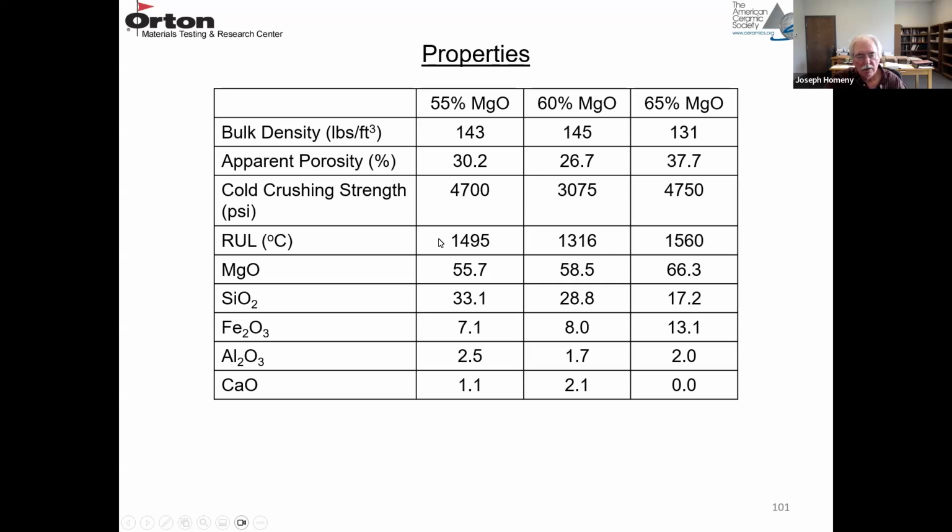So the RUL really defines the upper use limit. You're heating up the material and it's deforming significantly at these temperatures. So at that point, it has poor creep resistance and low hot strength. The MgO contents correspond to their level of MgO, and the primary secondary component is silica. There's iron oxide present also from the phthalate. So that's the phosphorite materials.